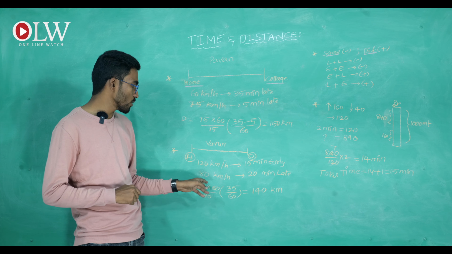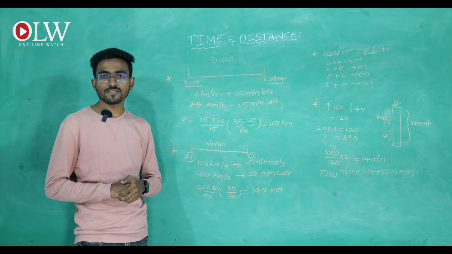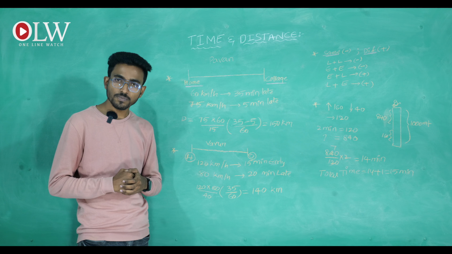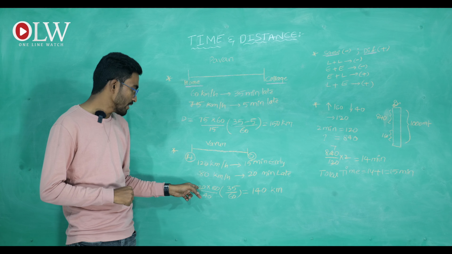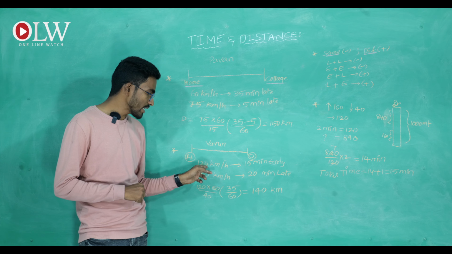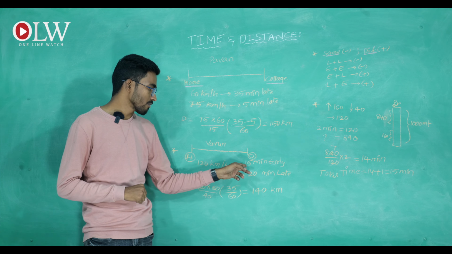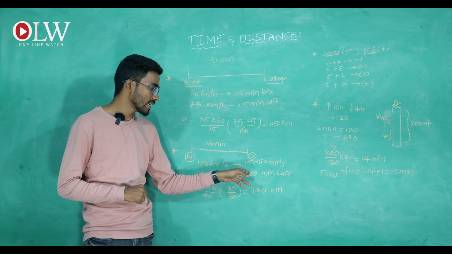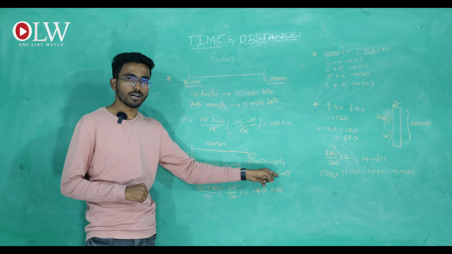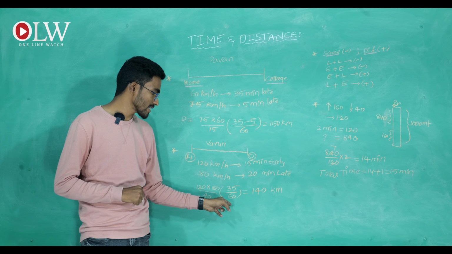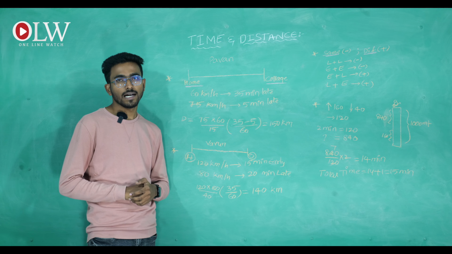So distance equals 120 into 80, that means the multiplication of speeds divided by the subtraction of speeds, into time. See here, 120 into 80 by 120 minus 80, that is 40, into 20 plus 15. Why plus 15? See the chart: early and late are different, right? So we add them. So 35 by 60. On simplification, we get 140 kilometers as the answer.